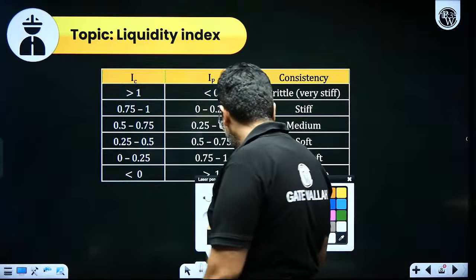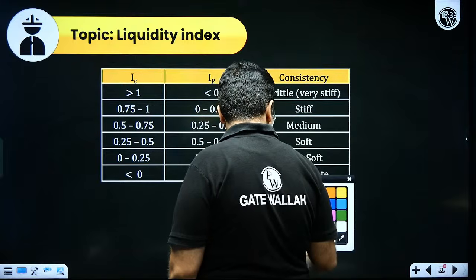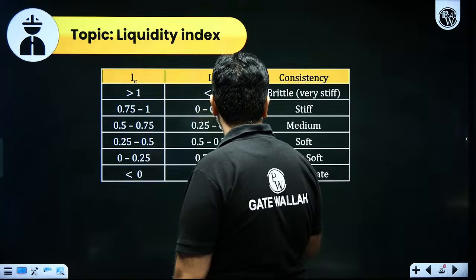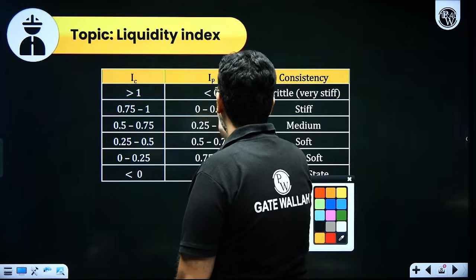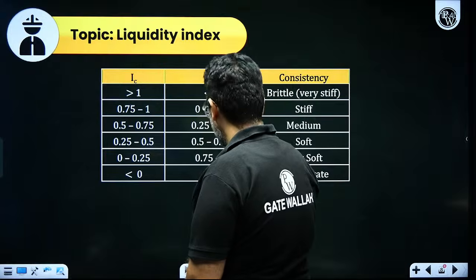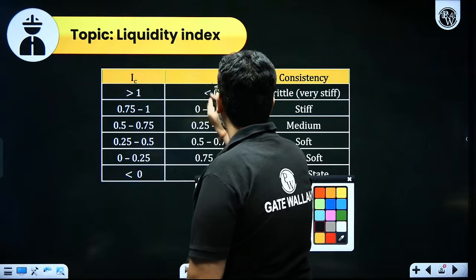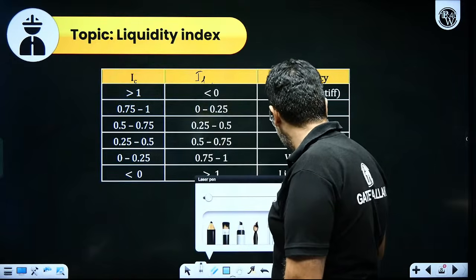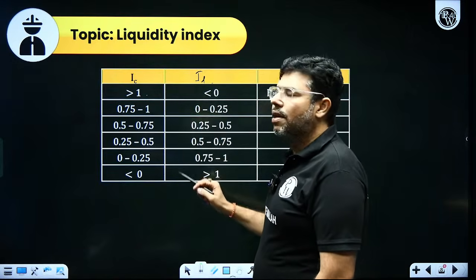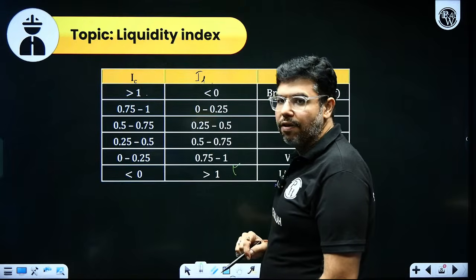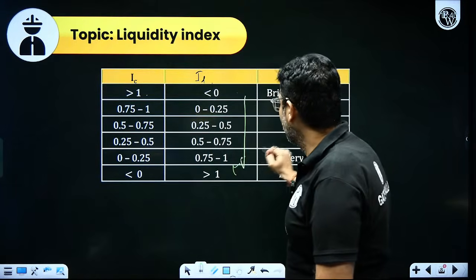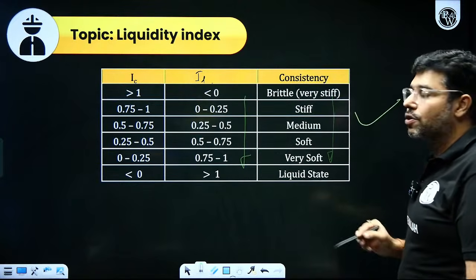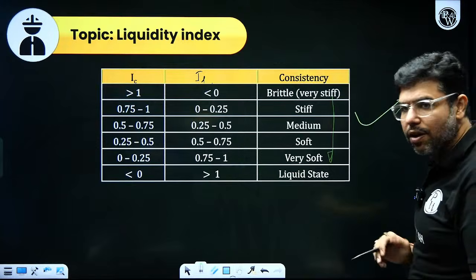And for IL, what can I say? This would be IL, and I know IL is 1 minus IC. So, when IC is greater than 1, IL is less than 0. Increasing by 0.25, that is it. The more the value of IL, the more the softness or liquid behavior of the soil. So, you will remember this chart also. Got my point? Very simple.